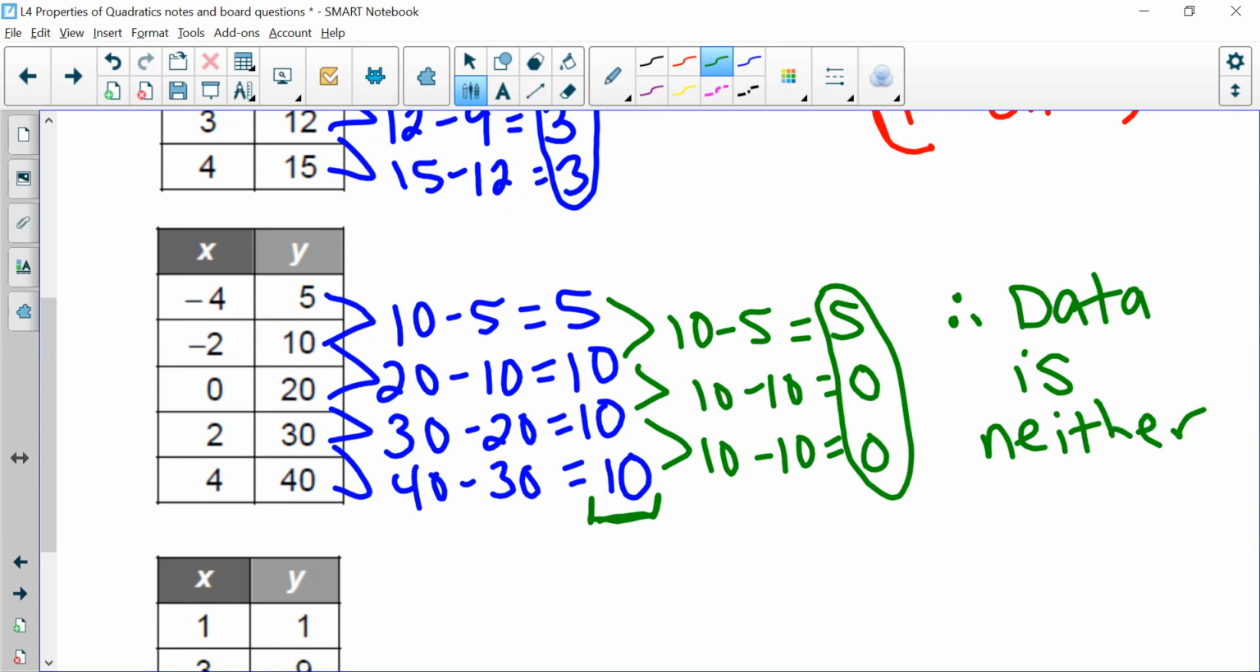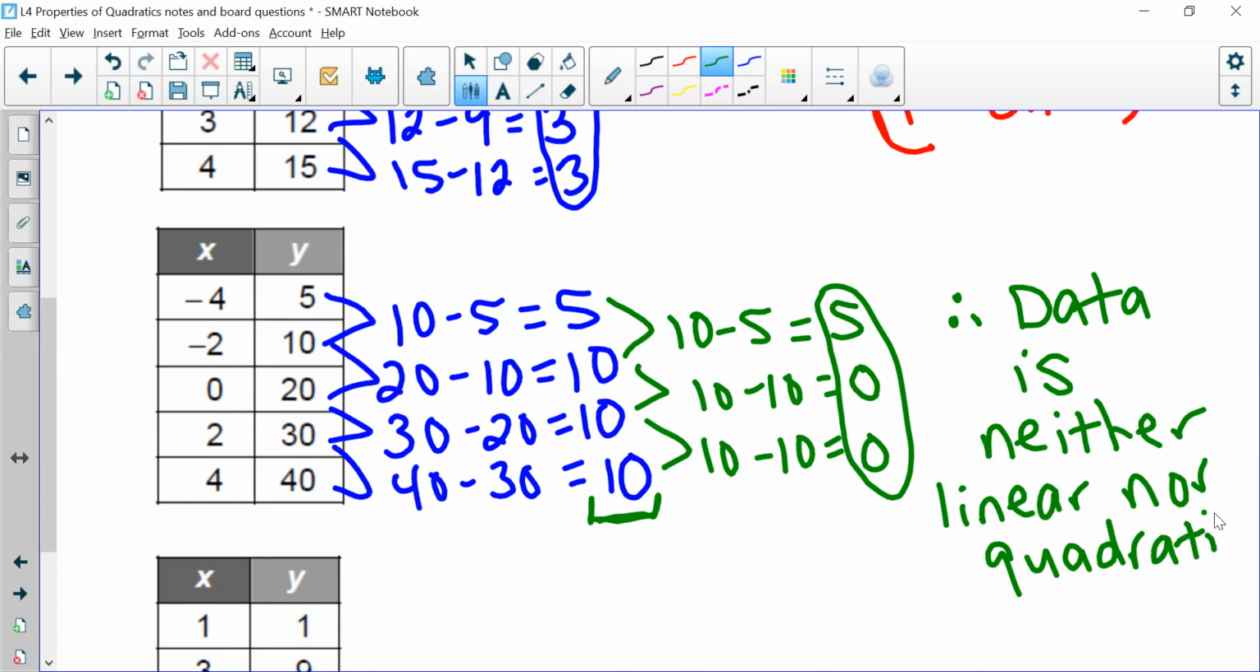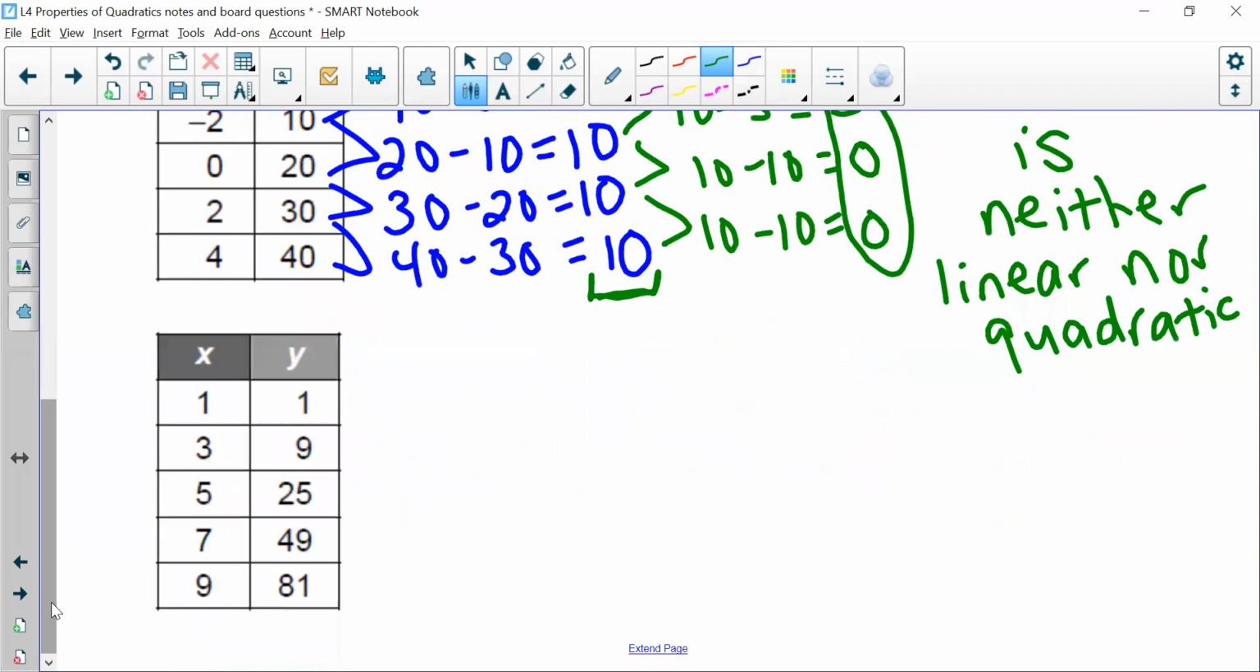So if you don't get any kind of a pattern, you just stop and you say it's neither linear nor quadratic. And then it could be some other kind of function. It could be exponential, or it could just be a random scatter plot. We don't know, but you only have to do up to the second differences.